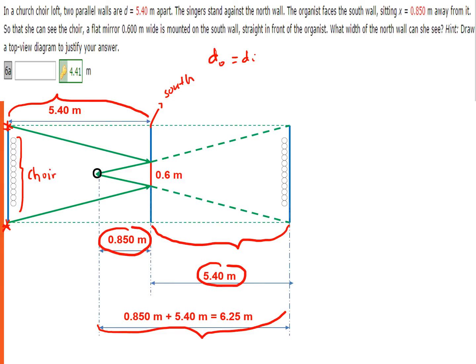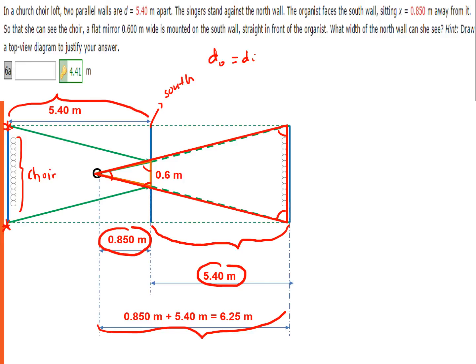Now, if we look at this diagram here, this triangle is actually similar to this bigger triangle. They are similar because the angles of the small triangle are equal to the angles of the bigger triangle, and that makes them similar. And according to the principle of similar triangles, the ratio of the sides of one triangle should be equal to the ratio of the sides of the other triangle.